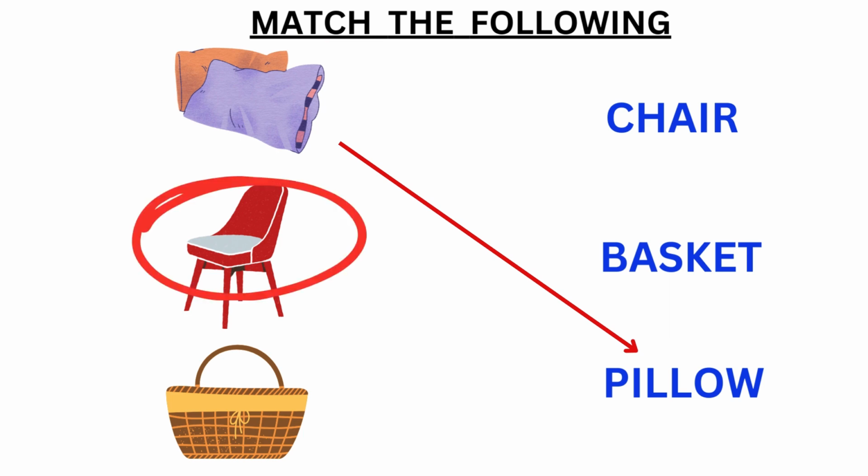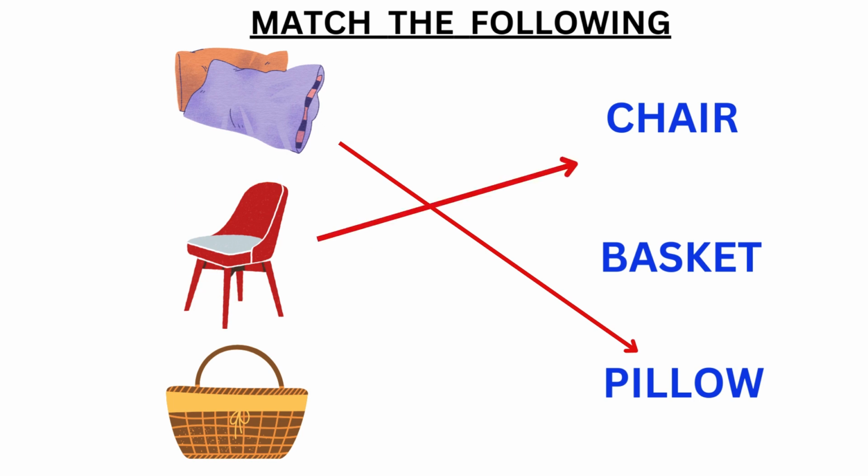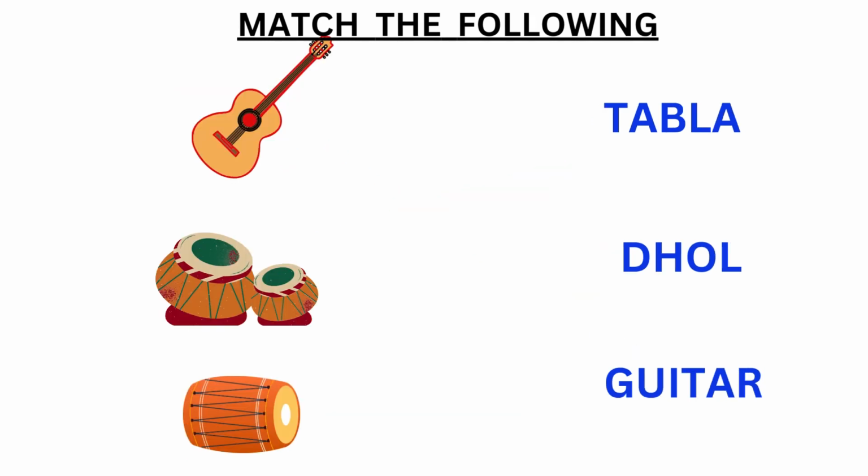Next, a piece of furniture designed for sitting. What do we call this? It's the chair. Lastly, a container made of woven material used for carrying or storing items. What's the name of this object? It's the basket. On this slide, we have three different musical instruments.